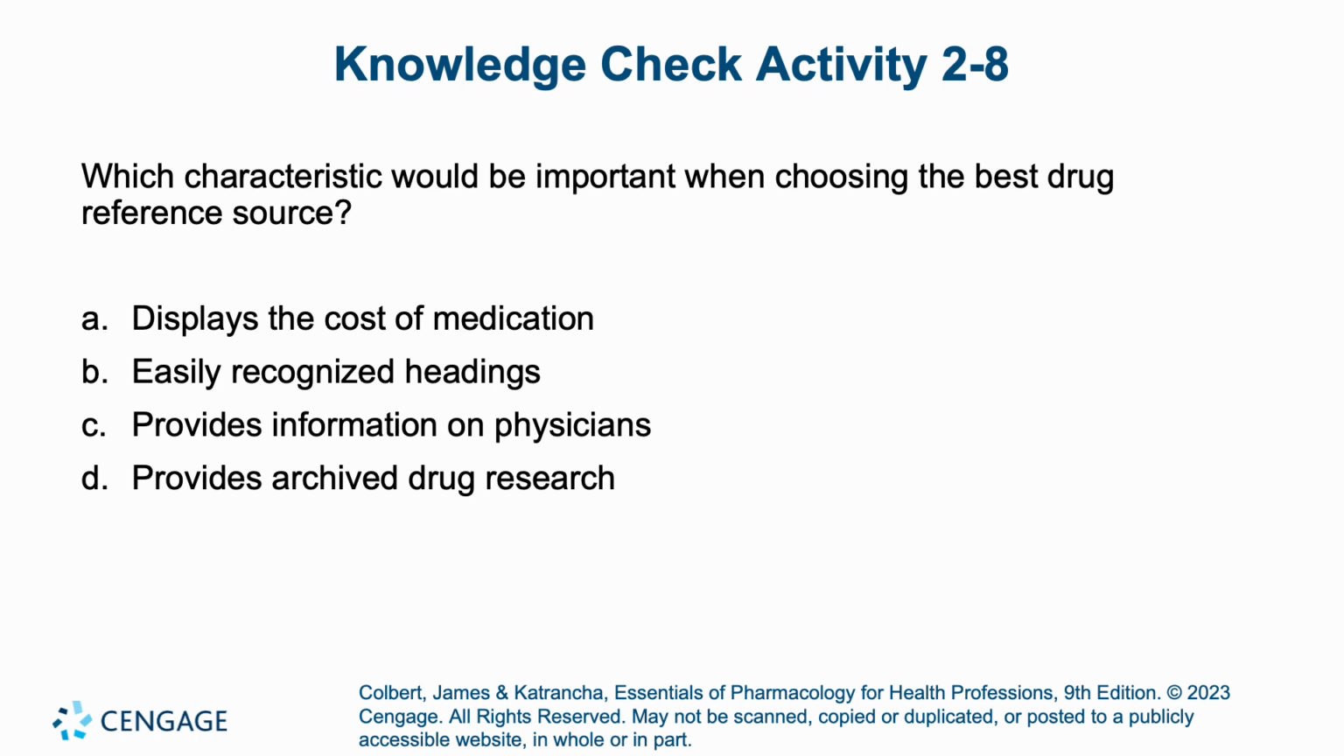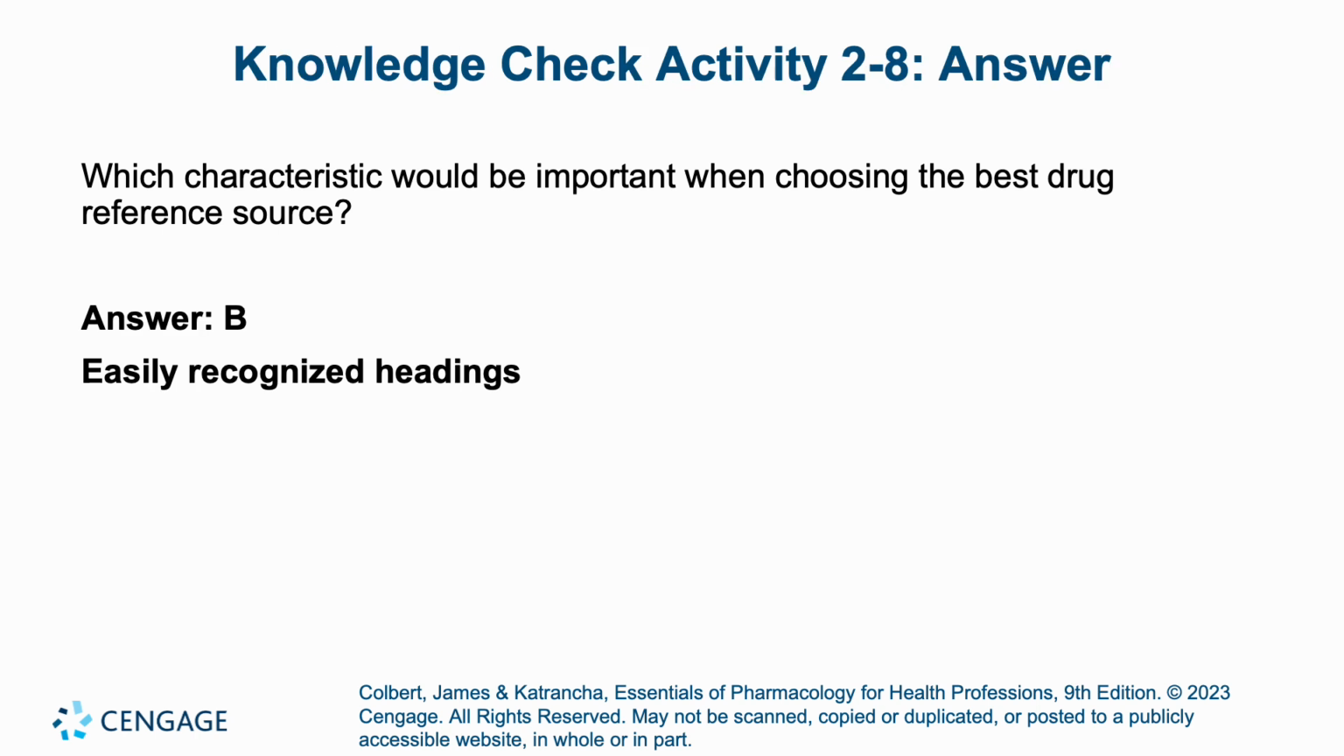Knowledge check. Which characteristic would be important when choosing the best drug reference source? A. Displays the cost of medication. B. Easily recognized headings. C. Provides information on physicians. Or D. Provides archived drug research. And the answer is B, easily recognized headings.